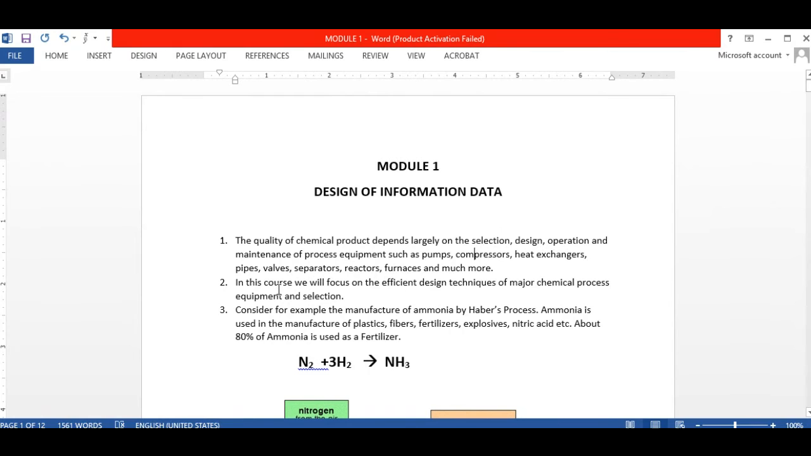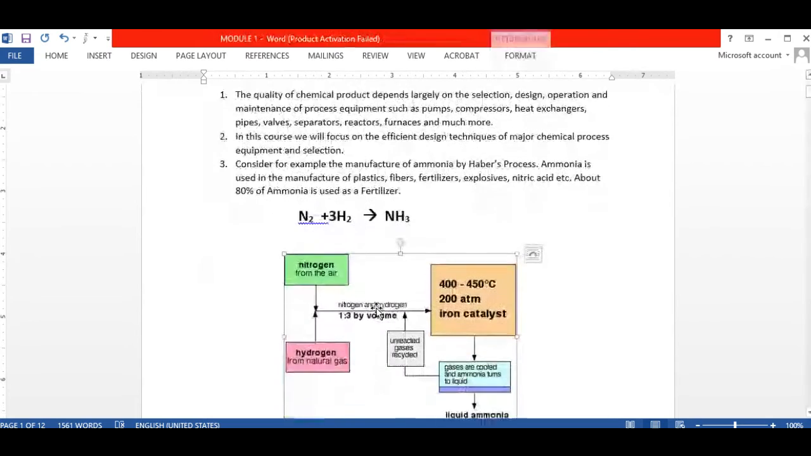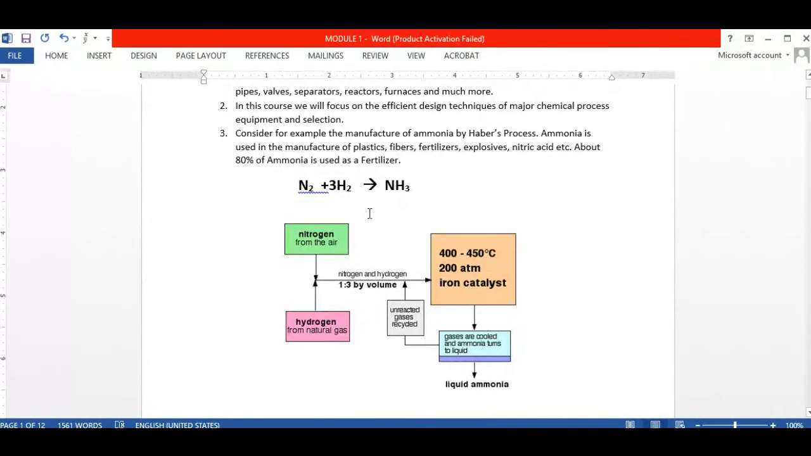Okay. So in this course, we will focus on design techniques of major chemical process equipment and selection. See, definitely we cannot cover all the equipment in industry. We only cover major equipment and it will clear a lot of your concepts. Okay. For example, this is our plant. Somebody comes to you and says, I have like 1 billion riyals. I want to establish an ammonia plant. I want to manufacture ammonia.